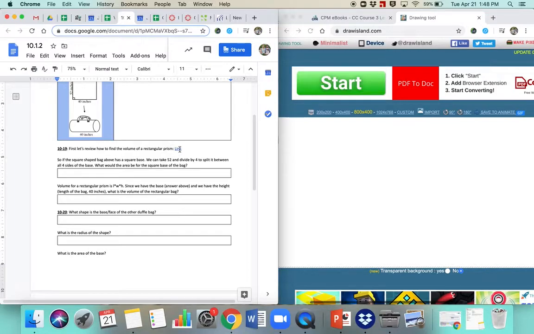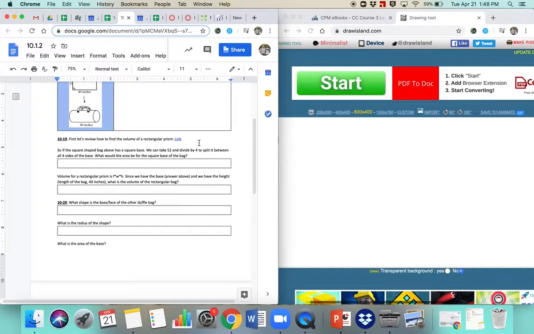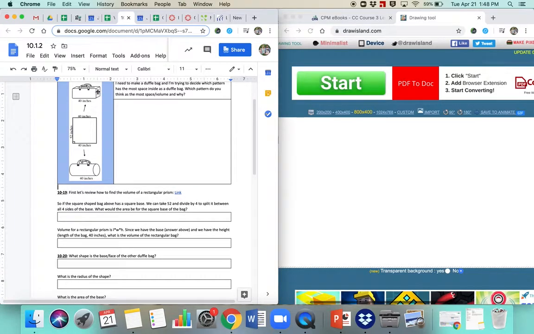You're going to click this link and go ahead and watch me on YouTube for finding the volume of a rectangular prism. So if the square shaped bag above has a square base, so this right here is the square rectangular bag and this is a square base, we can take 52 and divide it by 4 to split it on all 4 sides.